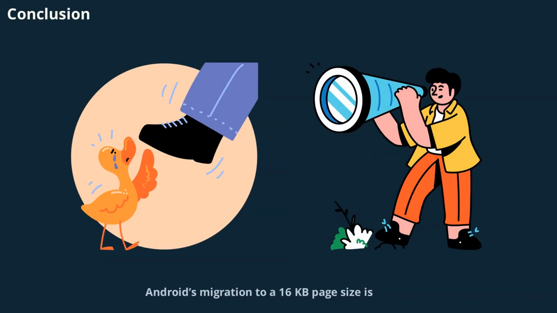Android's migration to a 16 KB page size is more than a technical detail. It's a platform-wide performance upgrade, a compliance deadline, and a call for developers to modernize their memory handling practices. By acting now, you ensure your app is ready for the next generation of Android devices and deliver the best possible experience to your users.